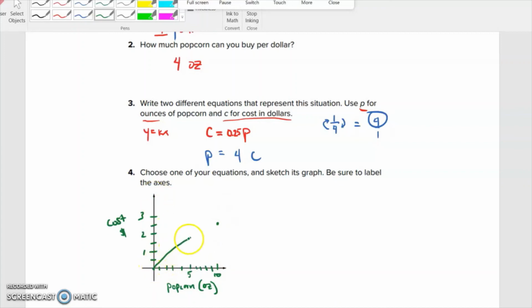And then it'd be helpful if you had a ruler. I don't have a ruler here, but go through 0, 0, connect your line to your dot a little bit straighter than what I did, but you kind of get the idea there.